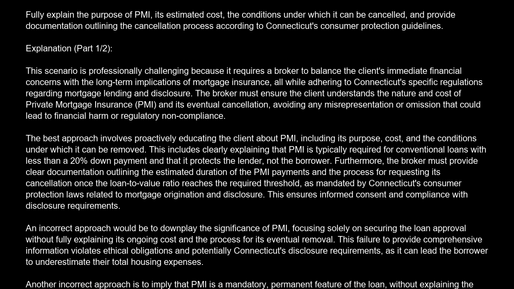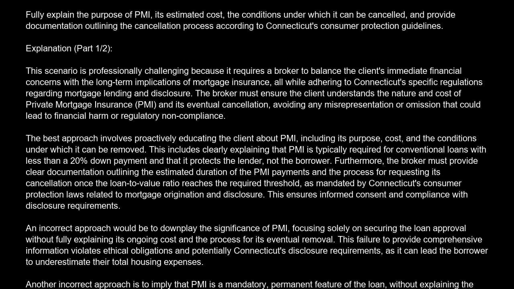An incorrect approach would be to downplay the significance of PMI, focusing solely on securing the loan approval without fully explaining its ongoing cost and the process for its eventual removal. This failure to provide comprehensive information violates ethical obligations and potentially Connecticut's disclosure requirements, as it can lead the borrower to underestimate their total housing expenses.